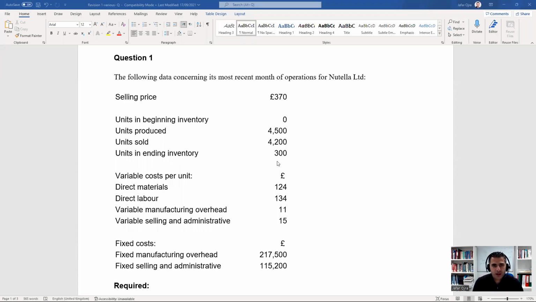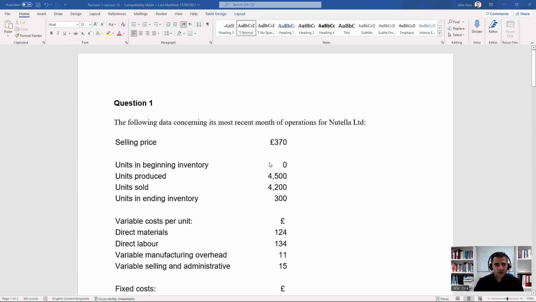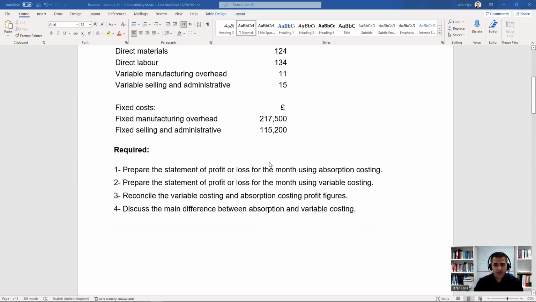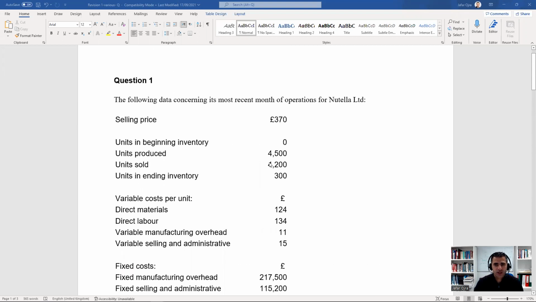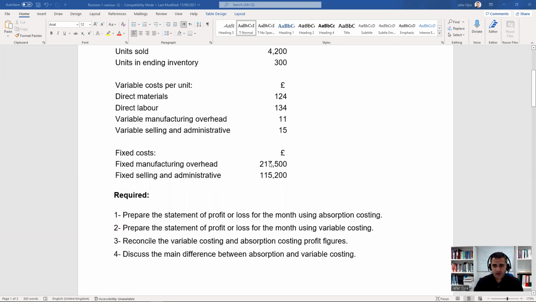Let's have a look at some various management accounting questions. And the first question we will have a look at today is for Nutella Limited. This question asks you to prepare the statement of profit and loss for the month using absorption costing and then using variable costing. And after that, you need to do the reconciliation. And a theory question, which asks you to discuss the main difference between absorption costing and variable costing.